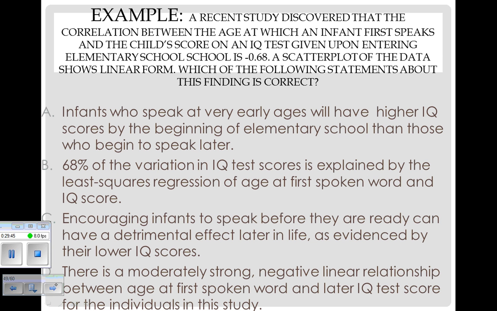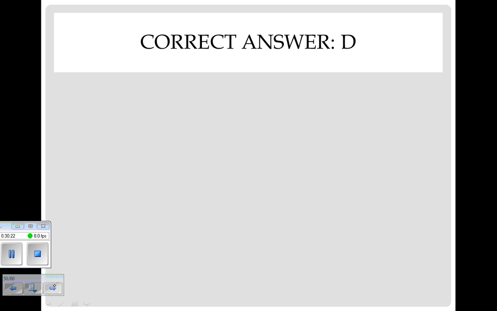Okay, try this one. A recent study discovered that the correlation between the age at which an infant first speaks and the child's score on an IQ test given upon entering elementary school is 0.68. A scatter plot of the data shows a linear form. Which of the following statements about this finding is correct? Sorry, I think that's just supposed to be positive. So read through these. You can pause me, and you should get D.